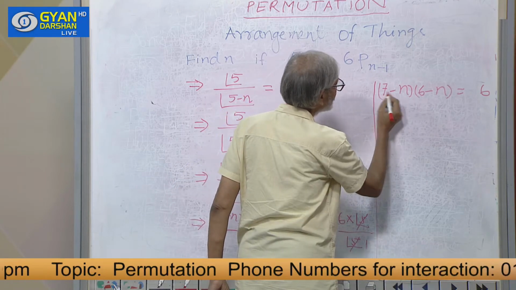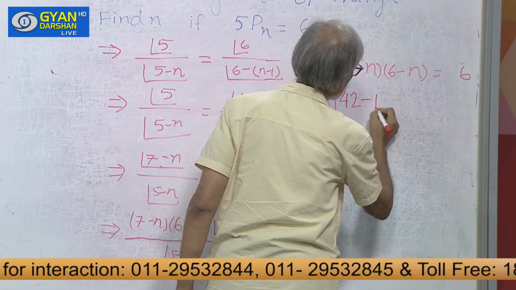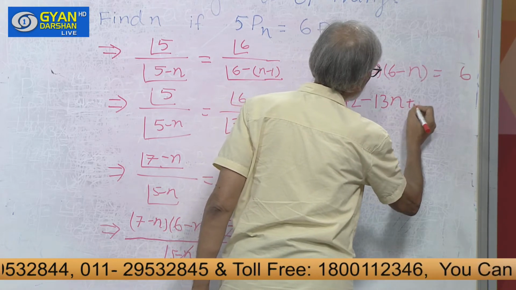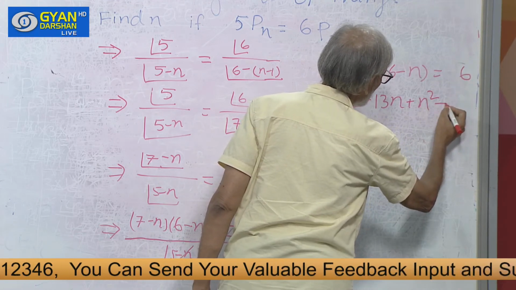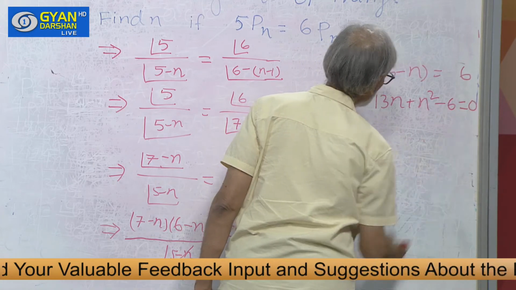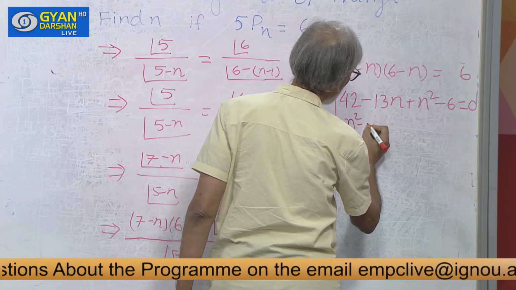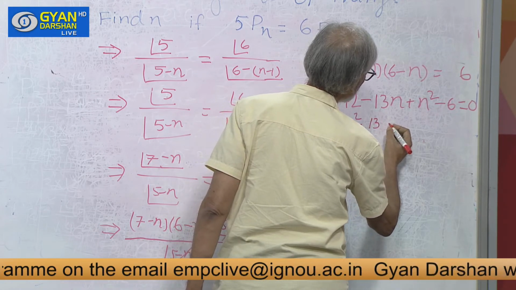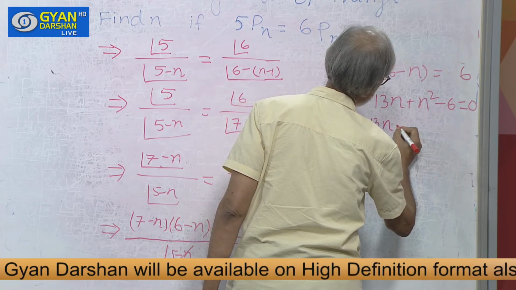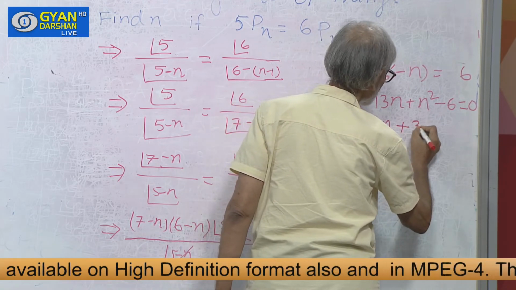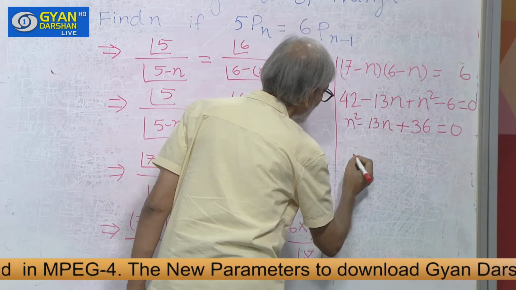It will be equal to 42 minus 6n minus 7n. So, minus 13n plus n square. Let us bring 6 to this side also, minus 6 is equal to 0. So this will give n square minus 13n plus 42 minus 6, which is 36, equal to 0. Now, from here you can calculate the value of n.